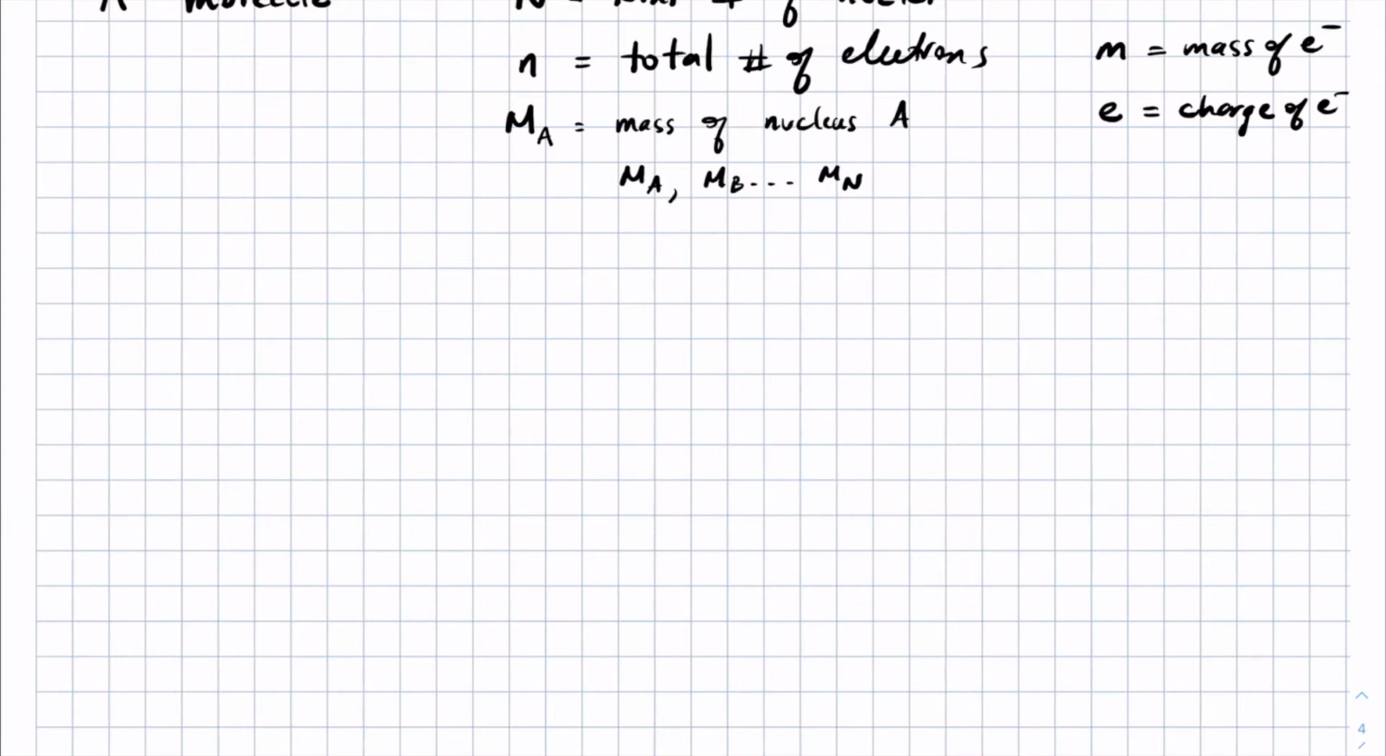Z is going to be the charge of nucleus A, and we're going to have charge of nucleus A, charge of nucleus B, on through all of the nuclei we have. With me so far? So we're just giving numbers and designations to each electron and each nucleus. We know their masses, we know their charge.